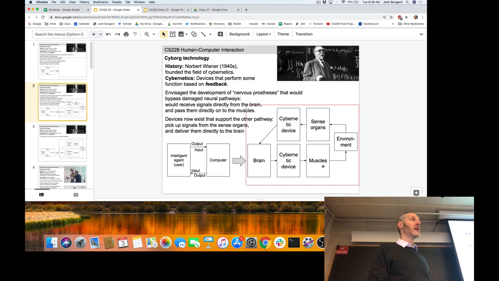So we'll continue on with part one, where we're mostly looking at the beginning here with cybernetic devices that are bypassing or augmenting damaged sense organs.